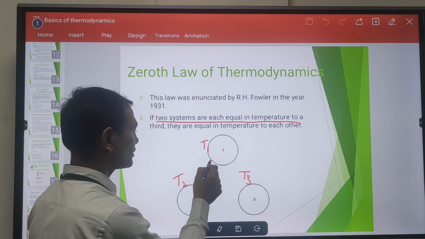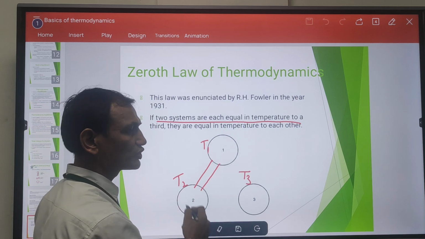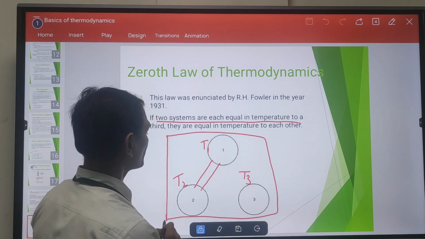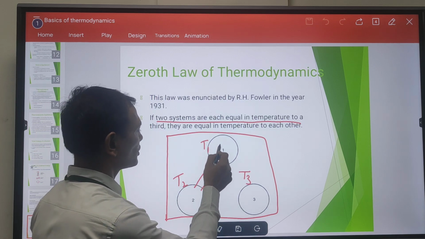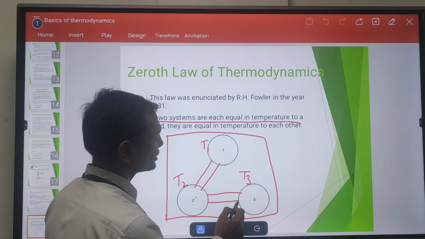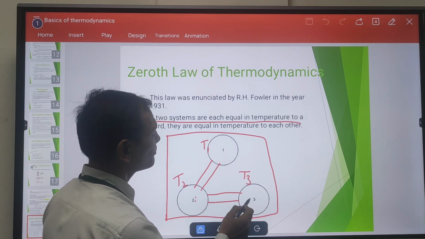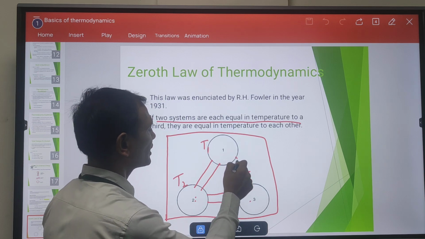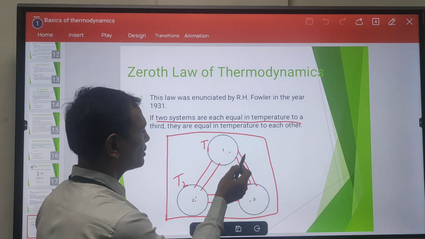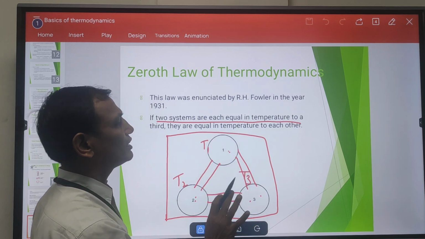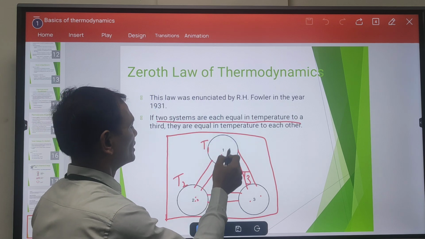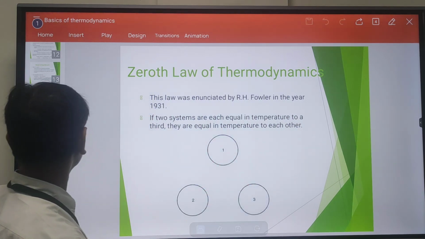So we connect body 1 and body 2 with an insulated pipe, and the temperature of body 1 and body 2 will be the same. In a similar fashion, if we connect body 2 and body 3, their temperatures will be the same. And if we connect 1 to 3, they will be in equilibrium. So if the temperatures of 1 and 2 are equal, then this temperature will be equal to that of body 3.